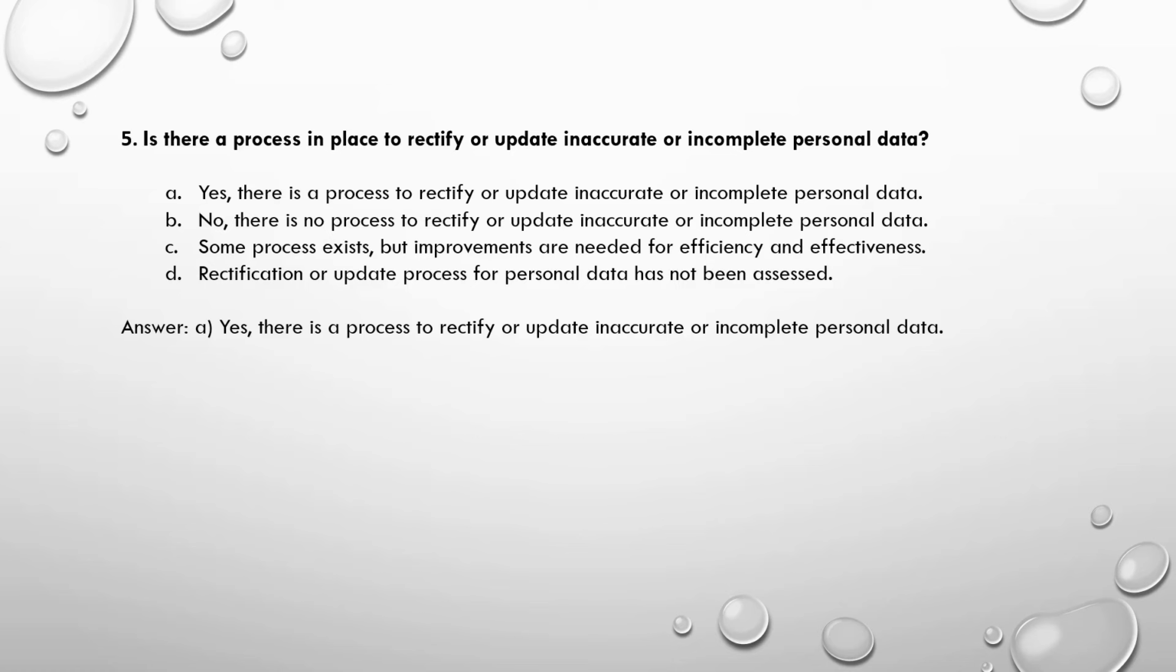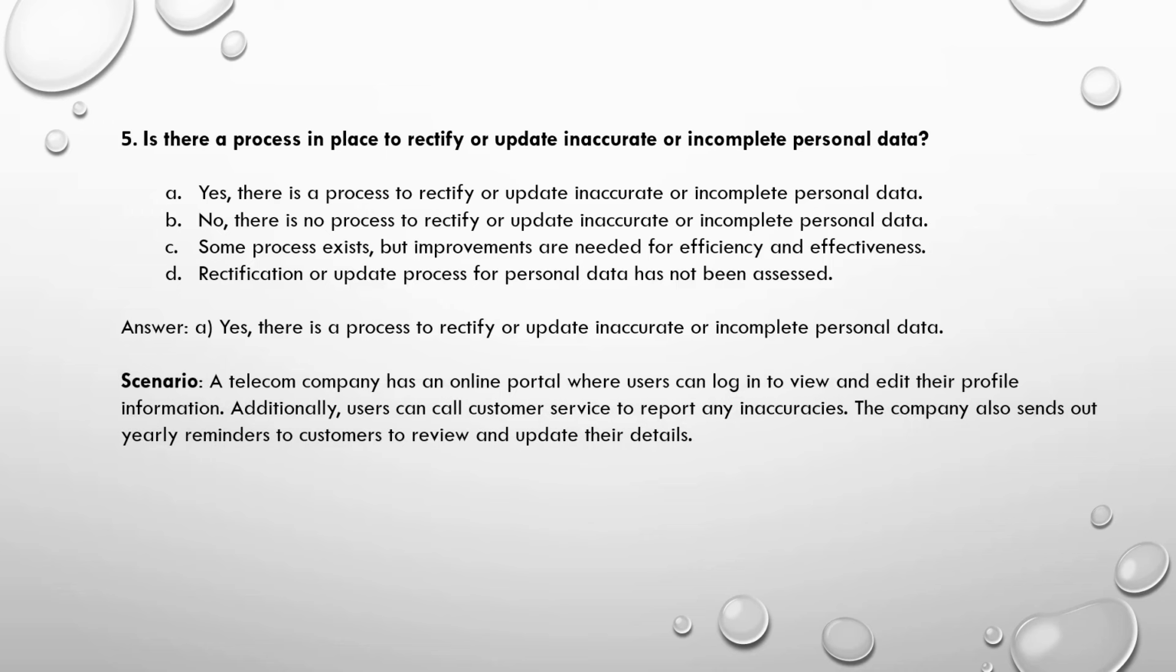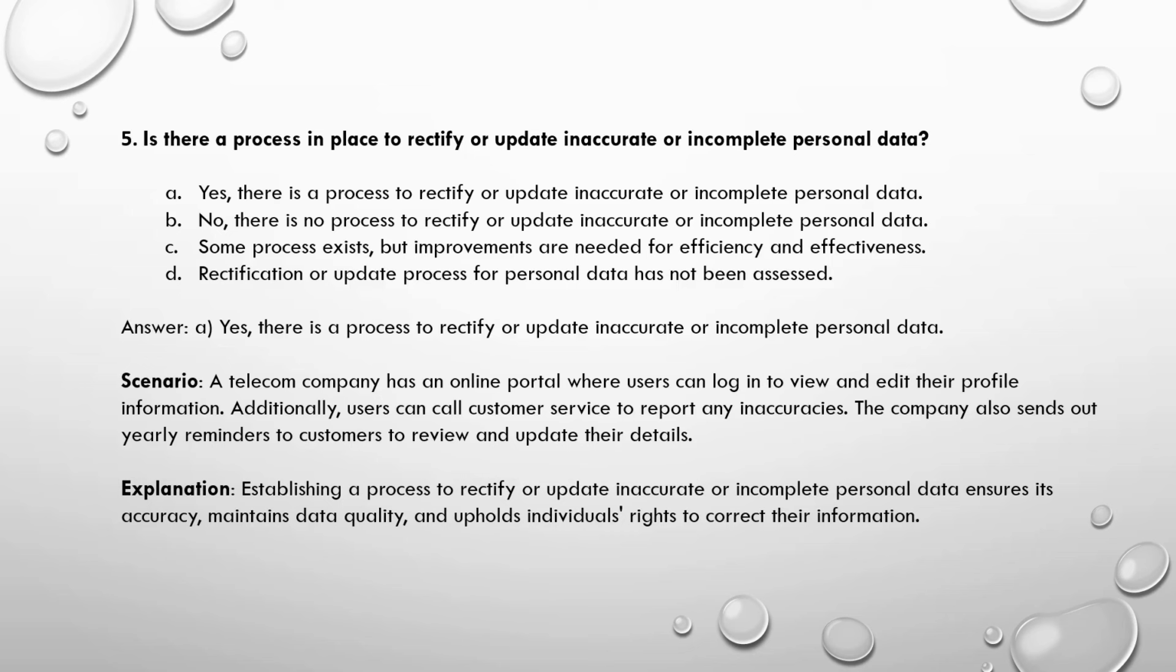So let's understand from the scenario. A telecom company has an online portal where users can log in to view and edit their profile information. Additionally, users can call customer service to report any inaccuracies. The company also sends out yearly reminders to customers to review and update their details, right? And establishing a process to rectify and update inaccurate or incomplete personal data ensures its accuracy, maintains data quality, and upholds individuals' rights to correct their information. Right? Let's go to the next question, number 6.